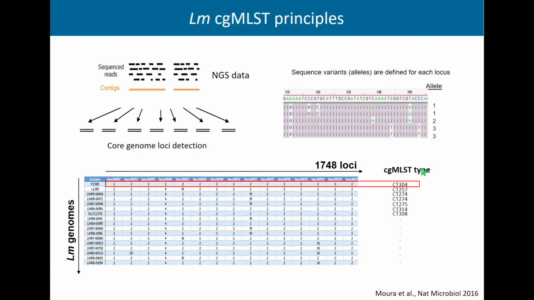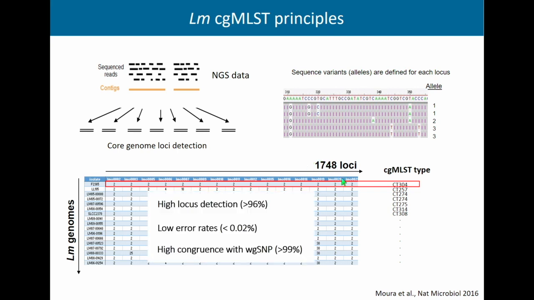In other words, rather than having the 3 megabase complete sequence, you can summarize the genome typing in this relatively small number here. With this technique, we have a high locus detection rate, a low error rate, and most importantly, a high congruence with whole genome SNP. And as we will see, whole genome SNP is of course very precise, but is problematic in terms of having a nomenclature which is universal and exchanging genomic information from center to center. So if we have a simplified method such as cgMLST, of course, it's great.